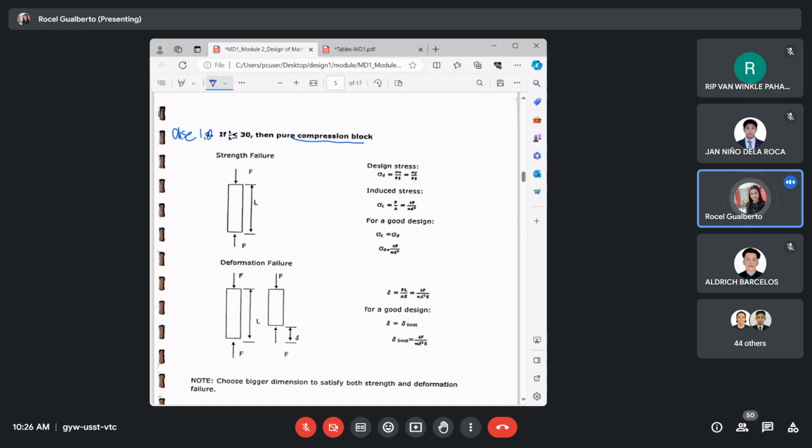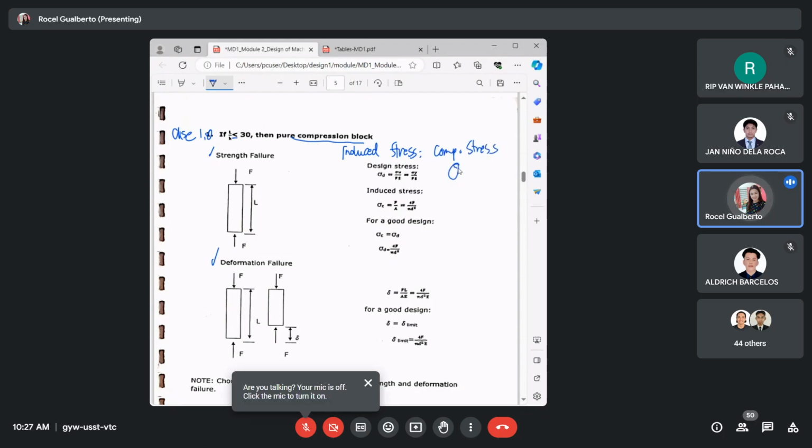i-design. Okay, so we have what we call the strength failure and the deformation failure. Okay, so i-design po natin base doon sa dalawa. For the strength failure po, we call the induced stress. Okay, so ang tawag po natin sa induced stress dito is a compressive stress. Okay, so compressive stress po yan, ang ating pong value ng sigma, okay, is equal to force over the area. Compressive force po yung gagamitin natin.